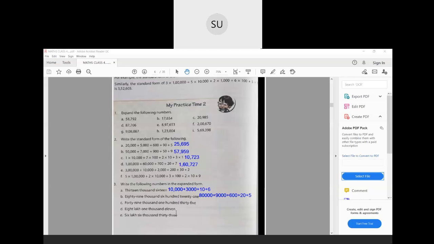D, 8,01,011. So in the lakhs place we have 8, so that will be 8 lakhs. Then we don't have anything in the 10,000s place. In the 1,000s place we have 1, so that will be 1,000. And we don't have anything in the 100s place again, so that will be 0. 11 means it will be 10 plus 1, correct? So this was expanded form and short form.